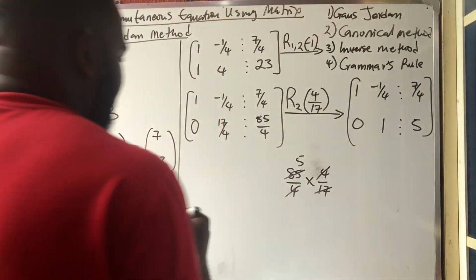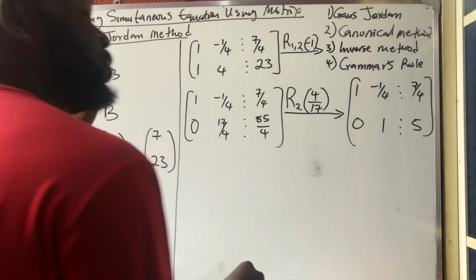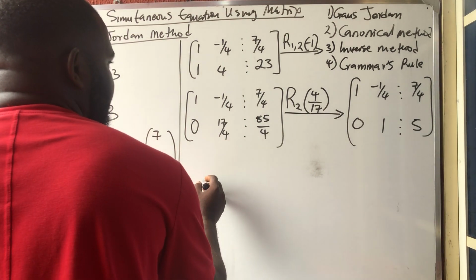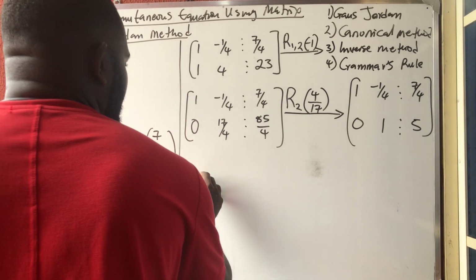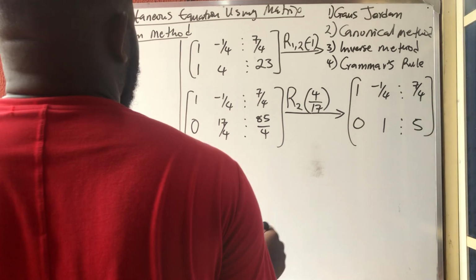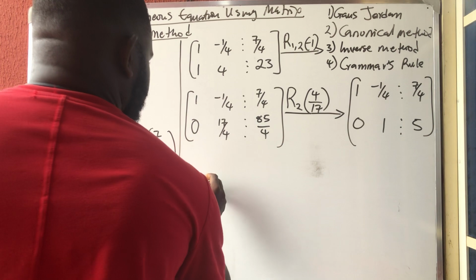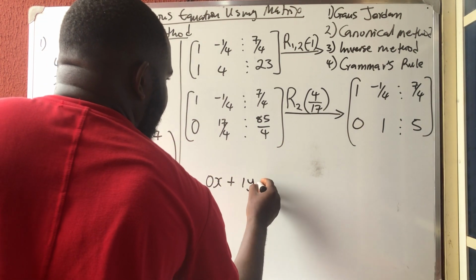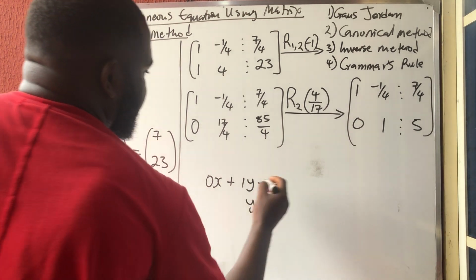Okay. So once it is reduced to echelon, the next thing you do, we start from backward. The first equation here is what? This is x. In fact, let us write the equation. The equation from backward is what? 0x plus 1y is equal to 5, which automatically shows that y is 5. That's the first equation.